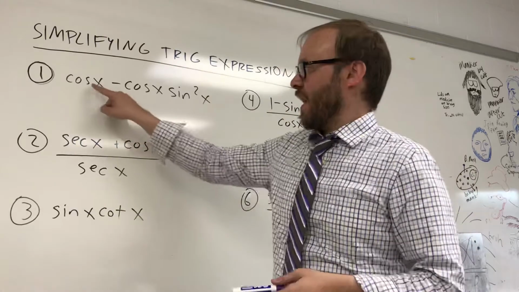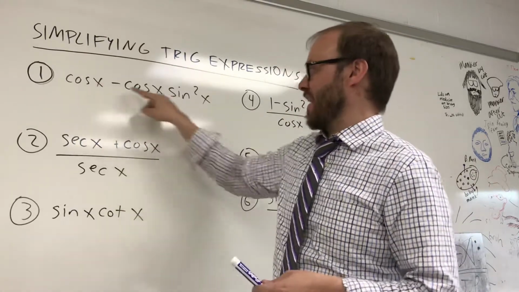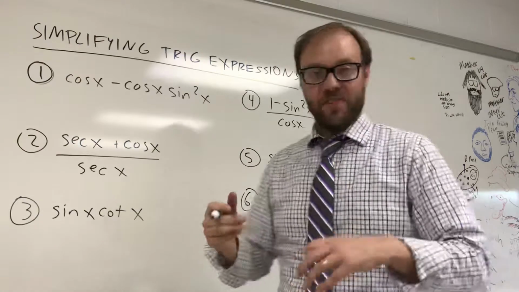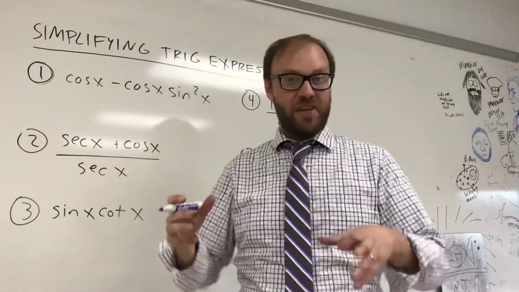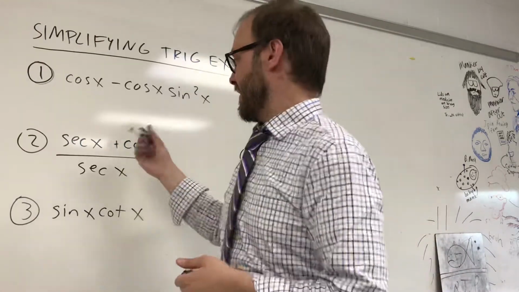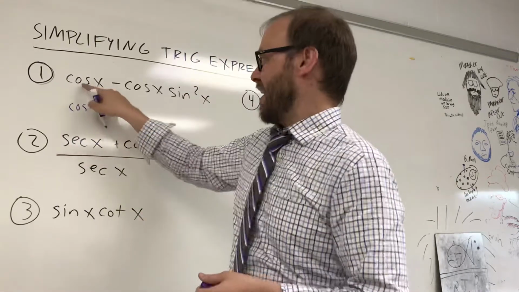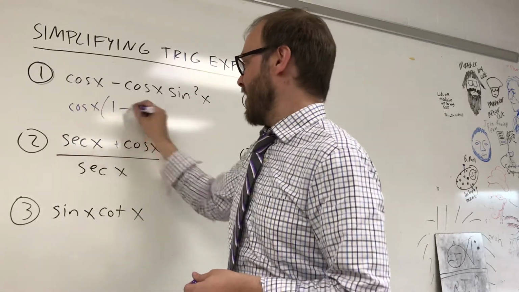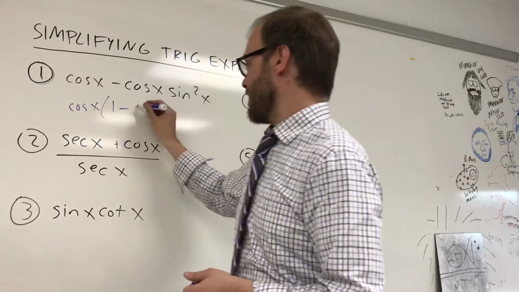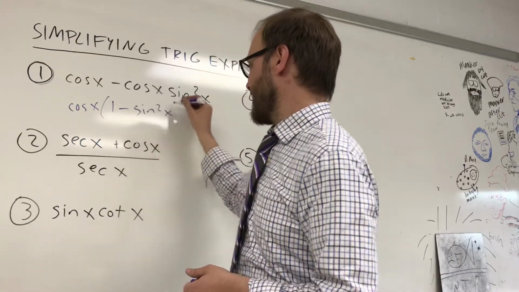First one here, I want to simplify. I notice I've got a cosine in both of these statements. So I'm going to factor out the greatest common factor and see if writing it in a different form gives me some additional insight. So cosine comes out. If I divide this by cosine, I get a 1. If I divide this by cosine, I'm left with just a sine squared of x.